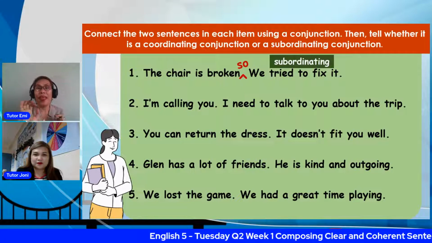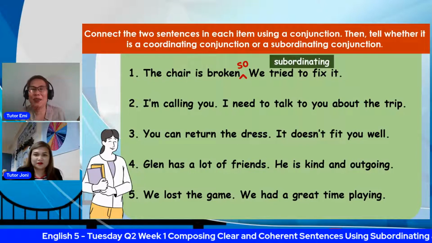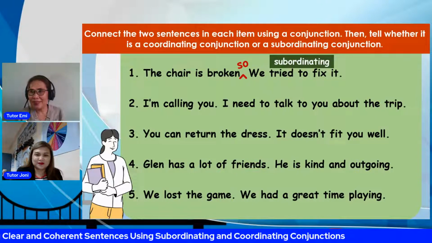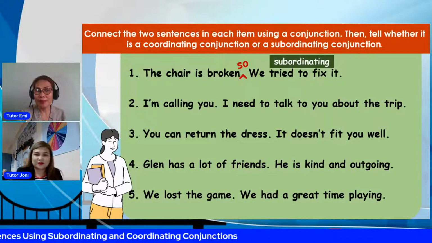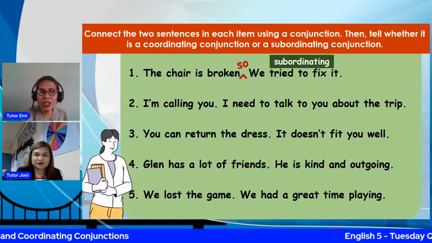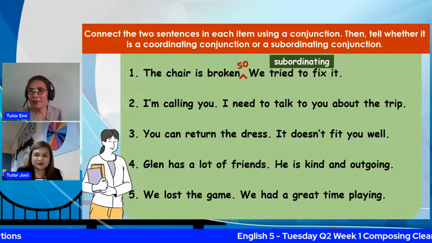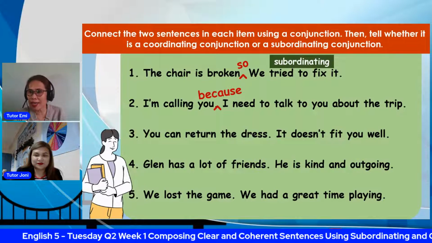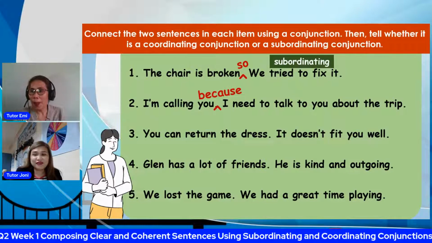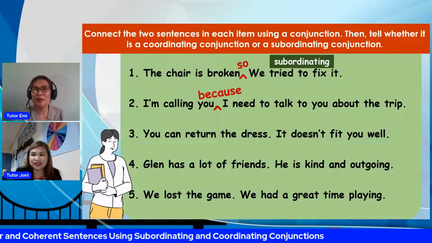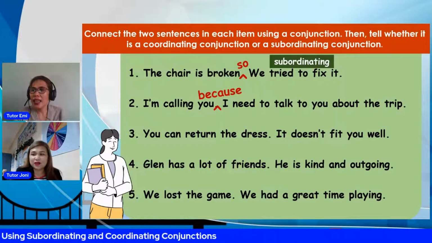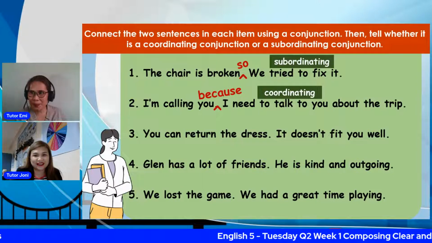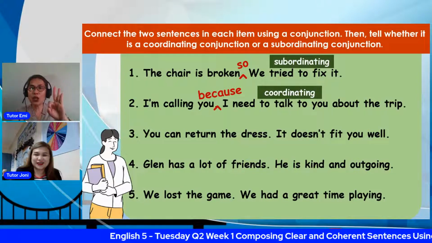Ready? What do you think? I already have pressed the answer. If you are attentive, you could have seen it. The sentences are: I'm calling you. I need to talk to you about the trip. Okay, the answer is because. And what kind of conjunction is it? They have answered because. Very good, Martin, Angel, Shaima, and John Paulo. Enrico said it's a coordinating conjunction. Very good.